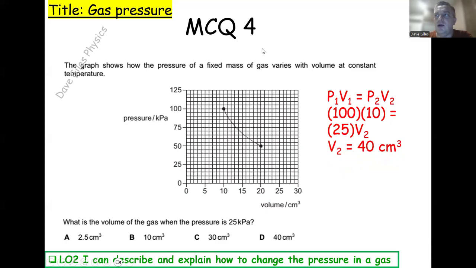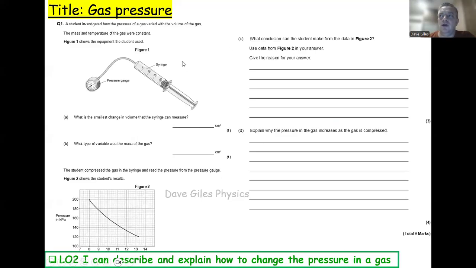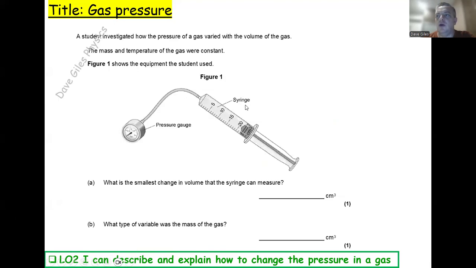Okay, so now I'm going to give you an exam style question. So this is a past paper exam question, but it's not a Cambridge one to start us off. Okay, I'll give you a second just to read through that. Okay, so go for it one little part at a time. What's the smallest change in volume that the syringe can measure? Also known as the resolution. It's 1 centimeter cubed.